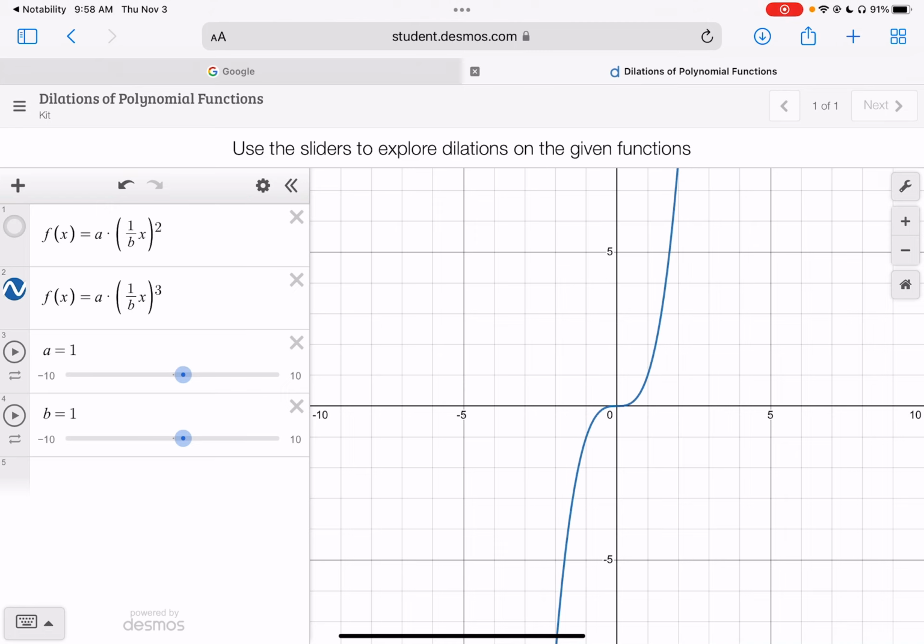And then for b, that's our horizontal stretch or compression. So if I make b greater than 1, it's going to stretch it horizontally. It should pull it away from the y-axis, which it does. And then if I make b less than 1, greater than 0, it's going to shrink it horizontally, so it's going to push it closer to the y-axis. And then if I make b negative, you should see it reflect over the y-axis. So instead of being in the first quadrant and the third quadrant, it should be in the second and the fourth. So we'll make b negative and it flips over like that.